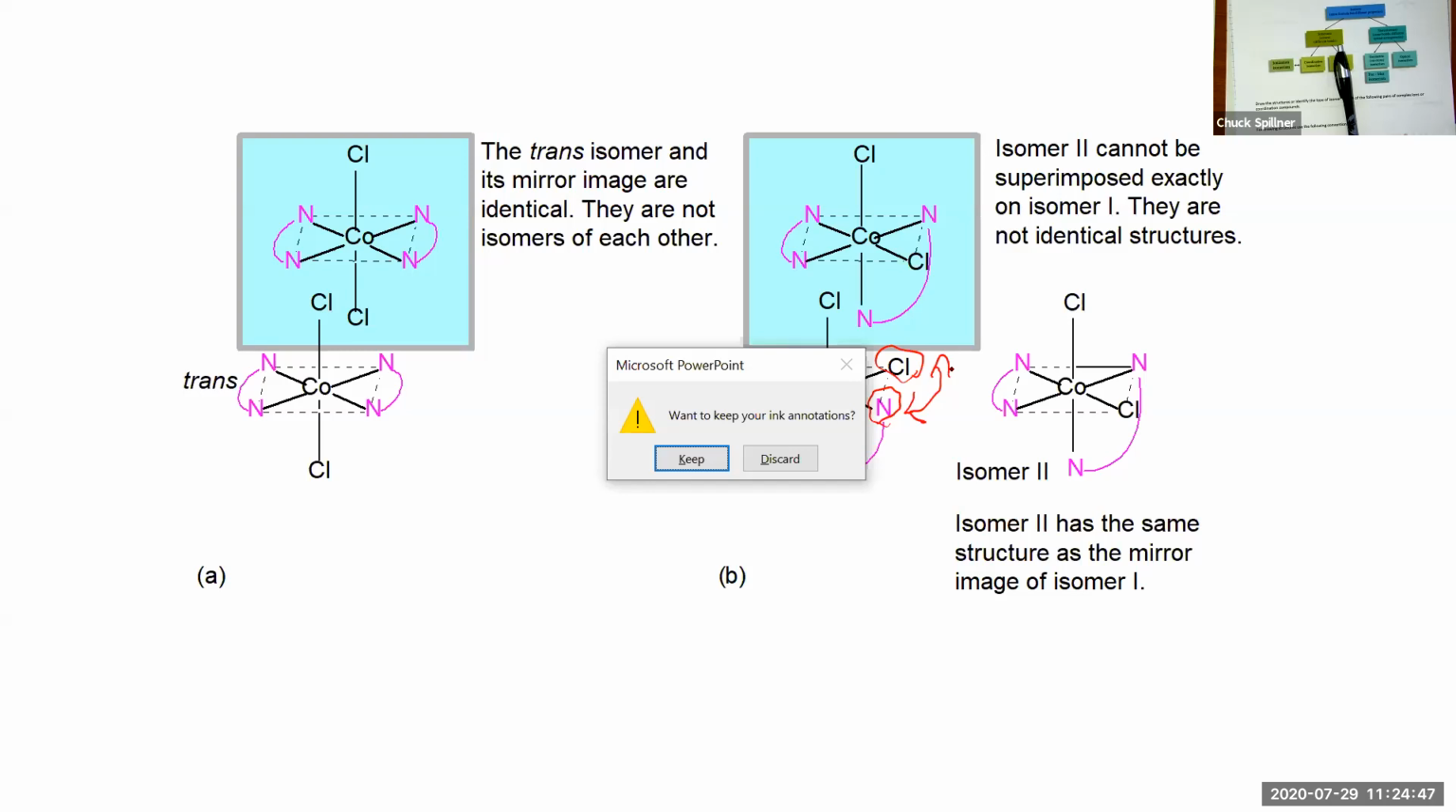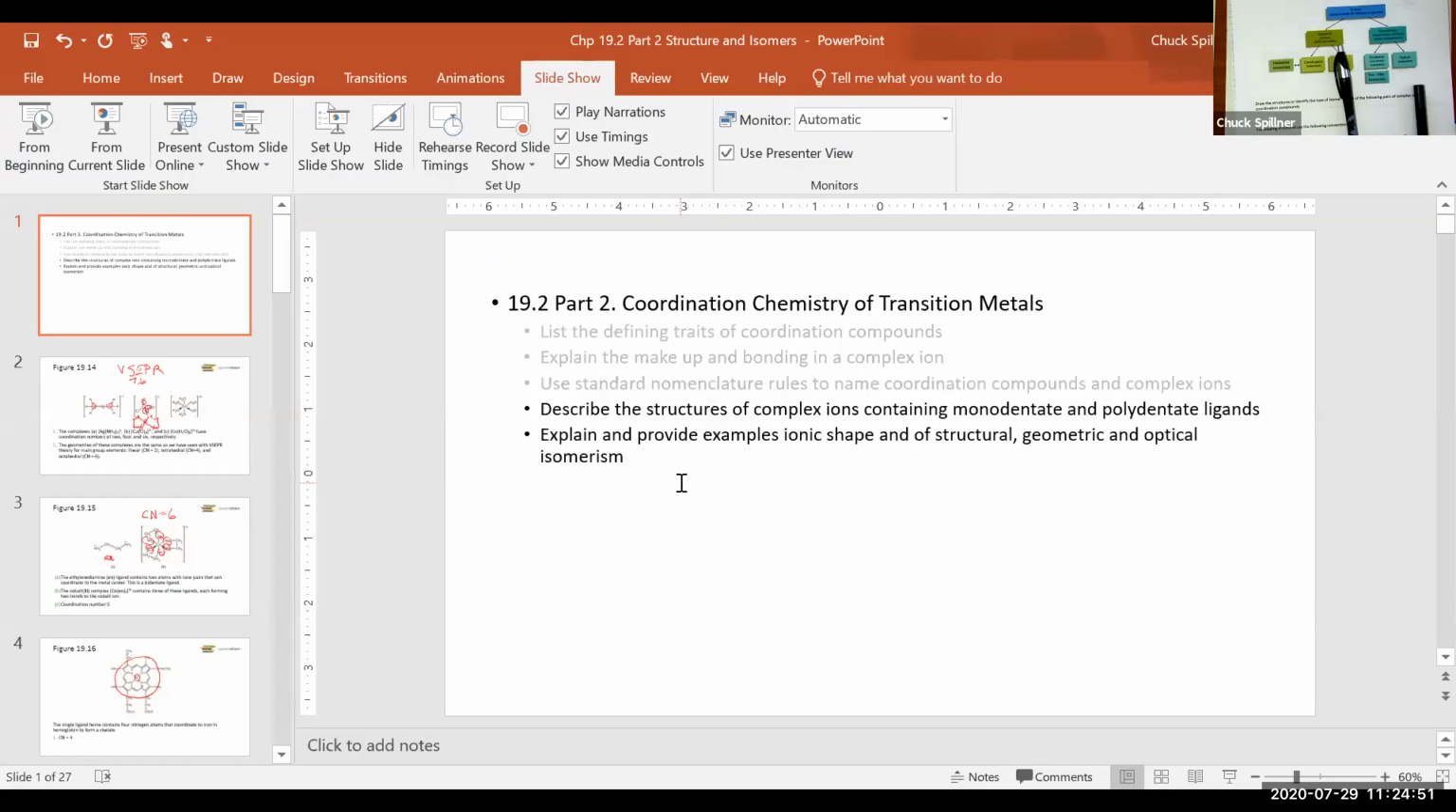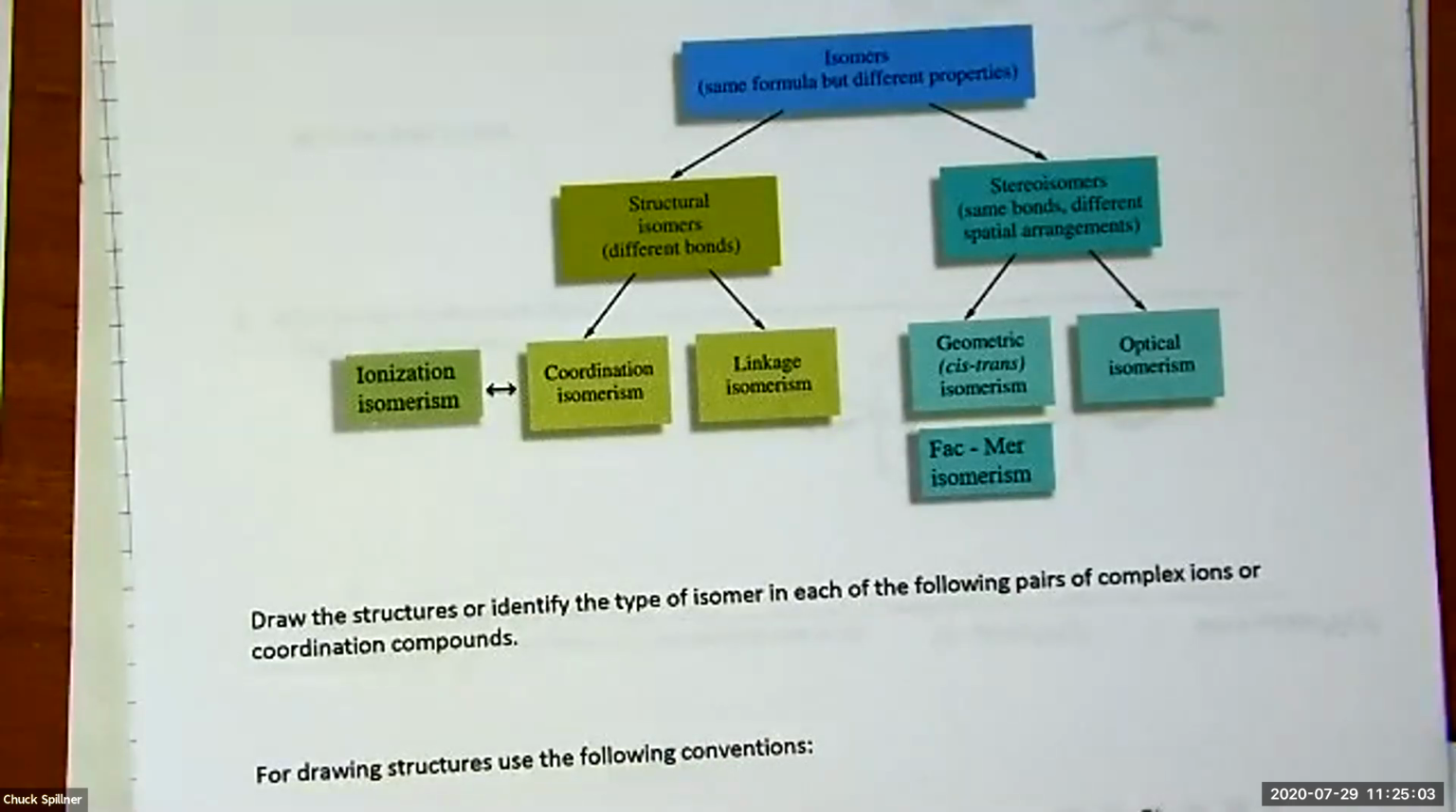Okay, I'll just keep those. And that's the end of the lecture. So I want to switch to the screen. Let me stop my share, and let me get these pens out of here. Okay, I'll stop the share. And let's look at the worksheet.